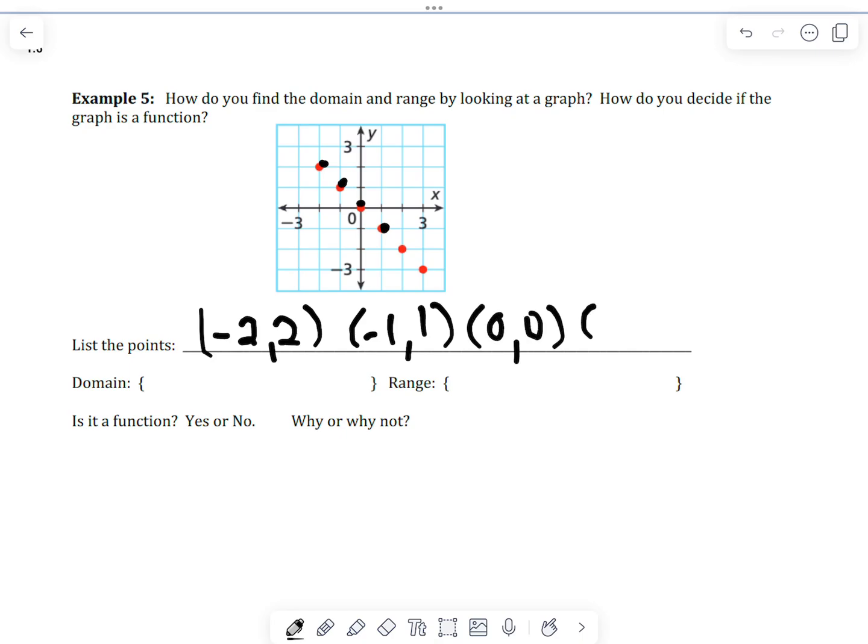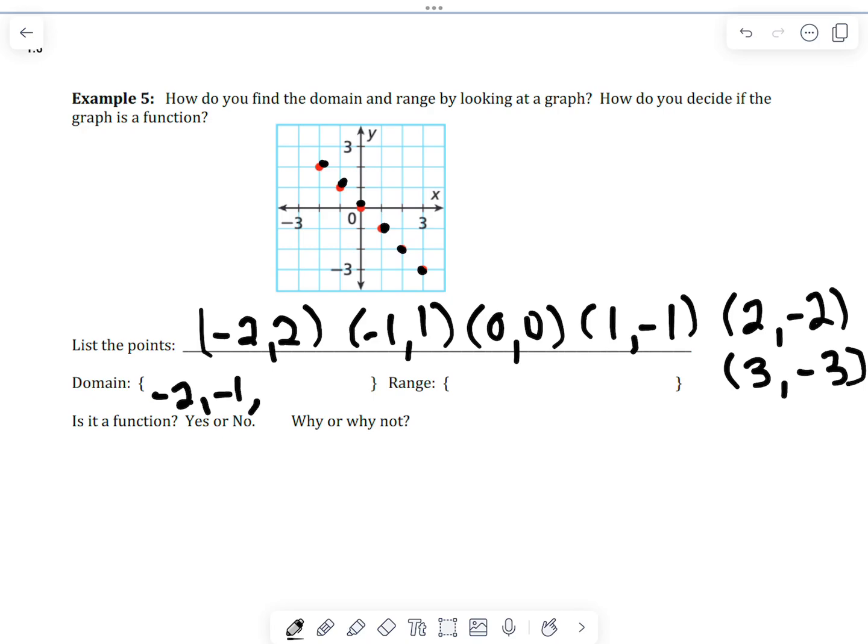Next one, 1, negative 1. 2, negative 2. And 3, negative 3. So when we do the domain, we identify all the x values: negative 2, negative 1, 0, 1, 2, and 3.